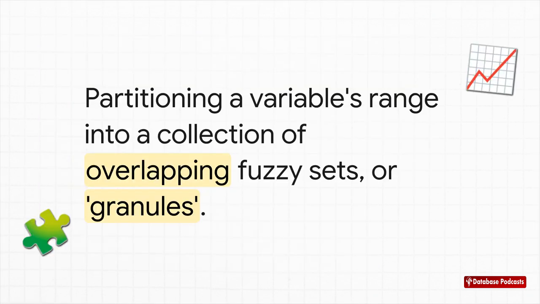And this naturally leads to the next big idea, which is called granulation. The basic idea is you take the whole range of a variable, like age, from 0 to, say, 100, and you cover it with these overlapping fuzzy sets, which we can call granules. So the young set might slowly fade out, just as the middle-aged set is fading in. This gives us a really smooth, natural way to describe the entire range.